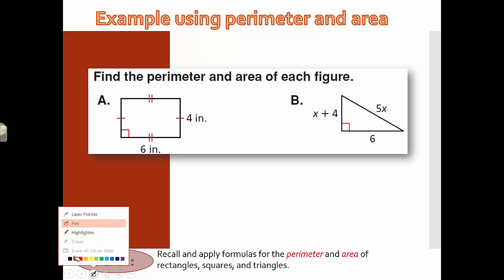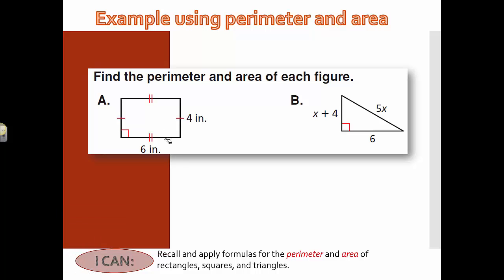So applying those formulas, we have here a rectangle, and we have to find the perimeter and the area of the rectangle. So perimeter of the rectangle is 2L plus 2W. We're given 2 times 6 plus 2 times 4. So that's what's given to us in the diagram.